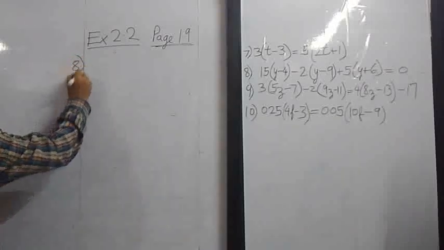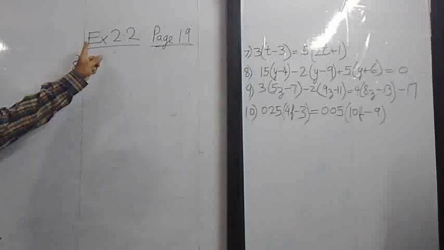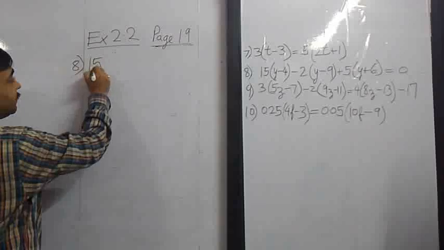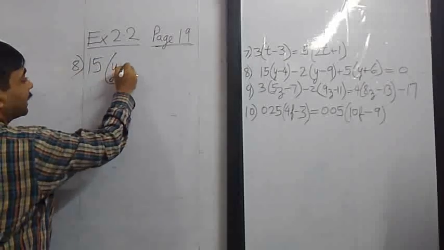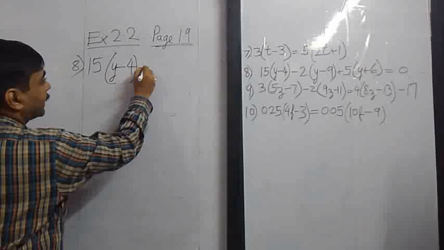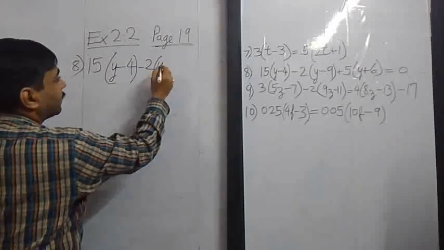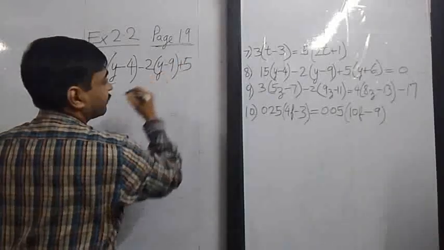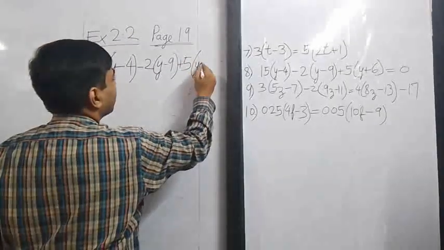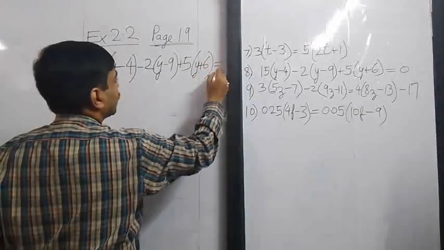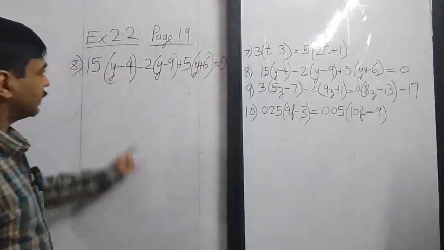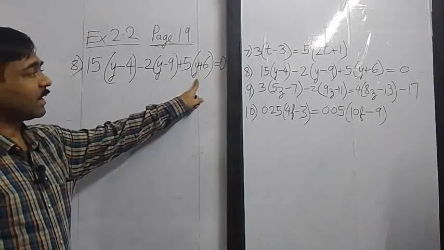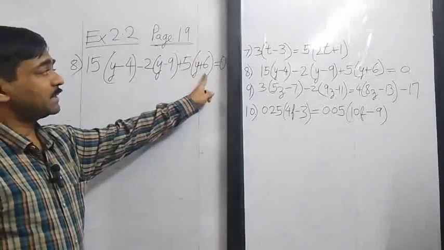The 8th question. Equation 8, which is exercise 2.2, once again, page 19. I will say 15 bracket y minus 4 minus 2 bracket y minus 9 plus 5 y plus 6 equals 0. 15 into y minus 4 minus 2 into y minus 9 plus 5 into y plus 6 equals 0.